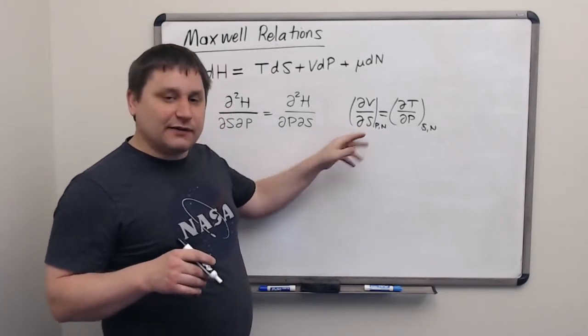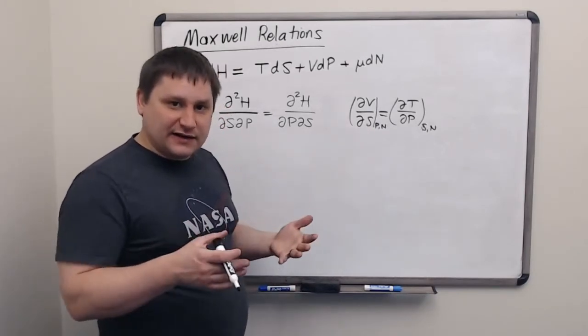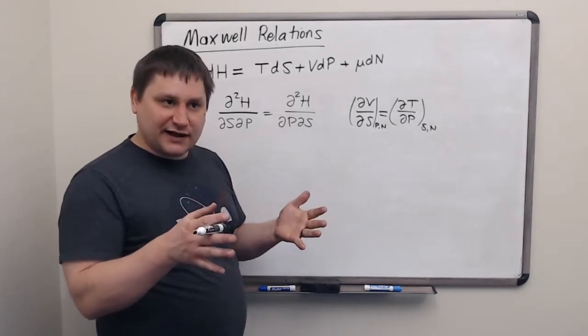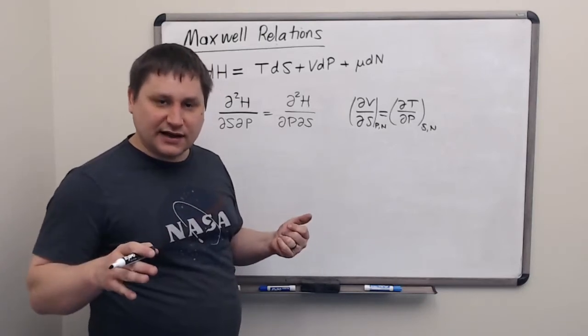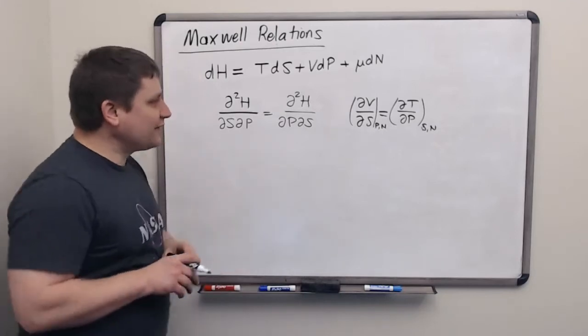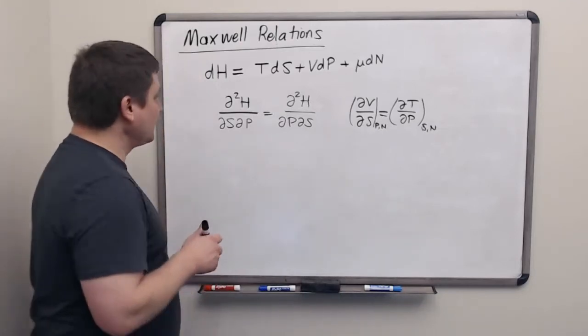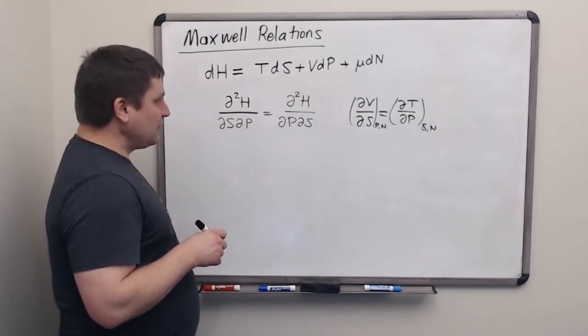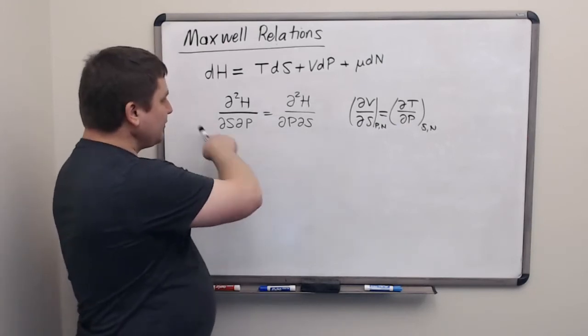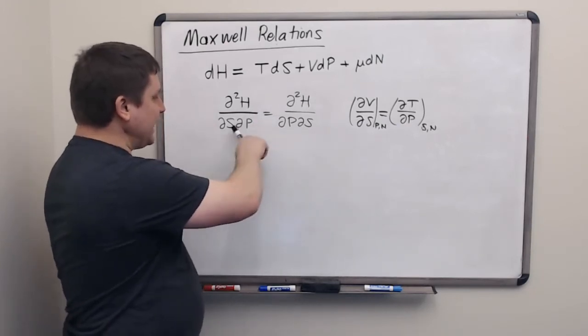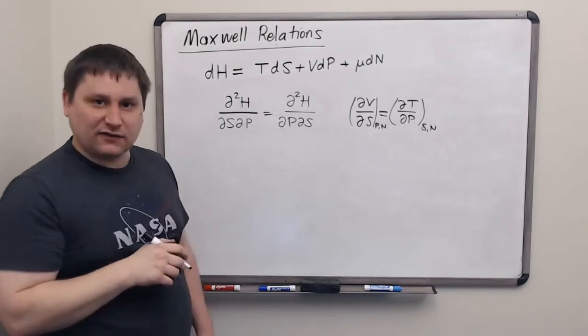Changing its entropy basically means adding some heat. So we add some heat to an isolated piston that can expand and see how much it grows at constant pressure. Those two derivatives are equal. For any potential and two natural variables you want, you can derive a Maxwell relationship in this way.